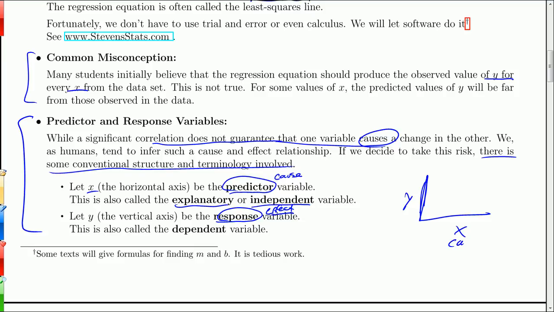Cause, effect, or the variable that's affected. It is also called the dependent variable. So if you believe there's a cause and effect, you should make the causal variable, the predictor variable, the x variable on the x-axis. Okay.